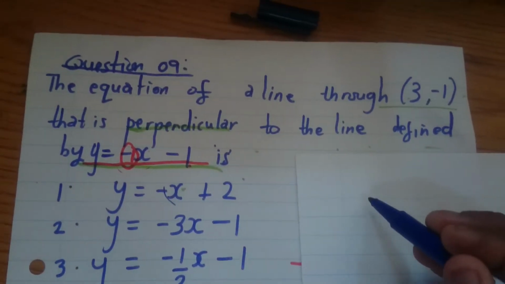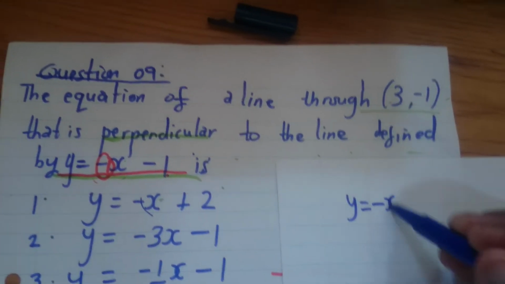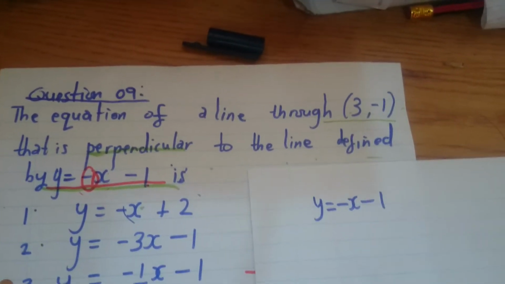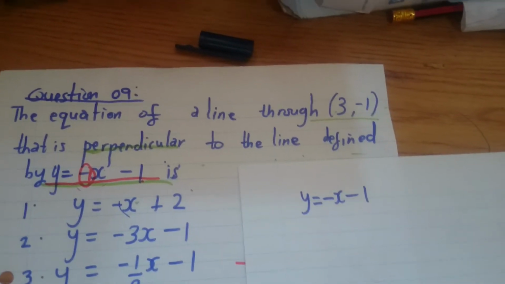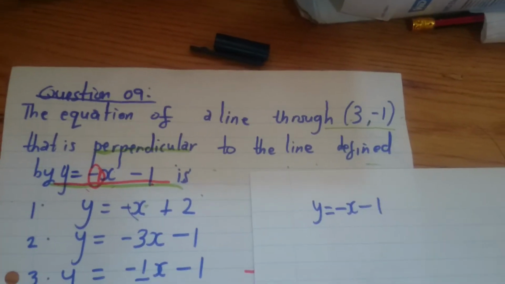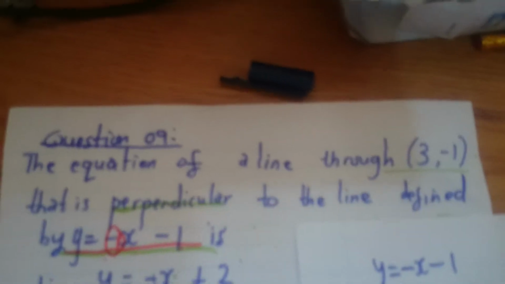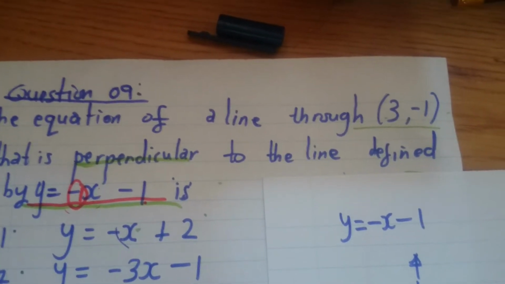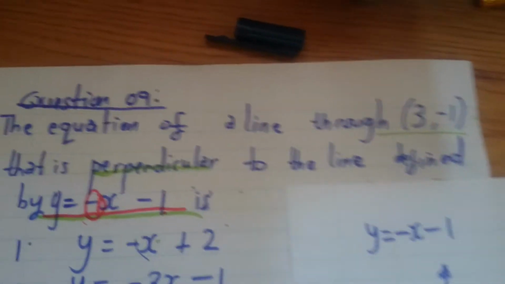What is the given equation? The given equation is y equals -x minus 1. They say the equation of a line through (3, -1) that is perpendicular to the line defined. So let's draw the line defined. Let's get the x-intercept and y-intercept.